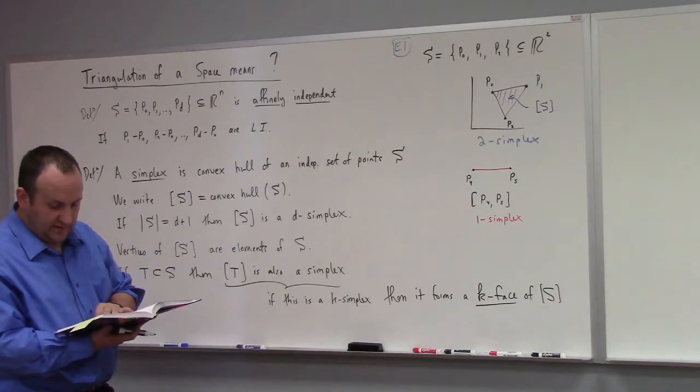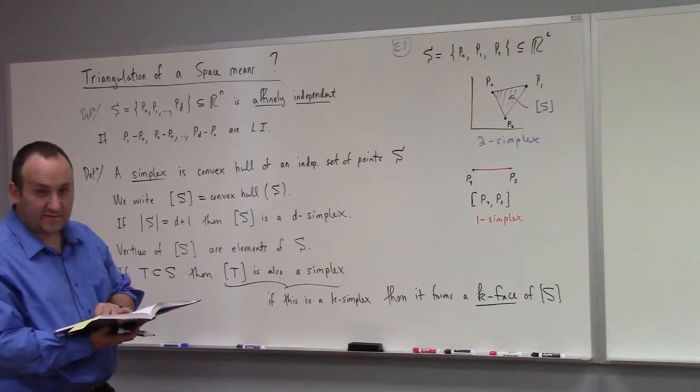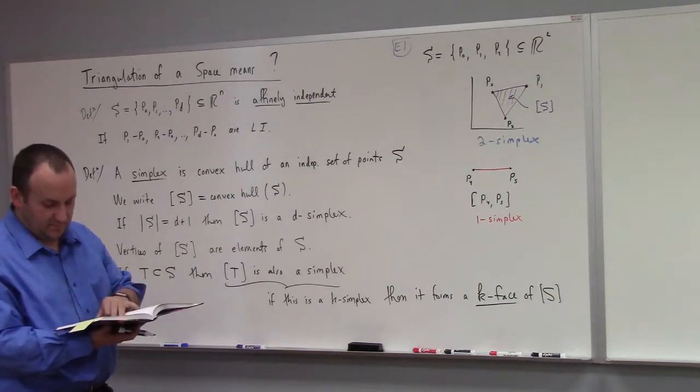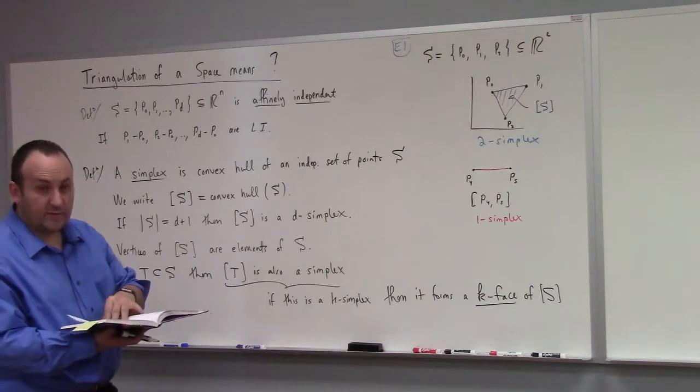Well, he says that n minus 1 faces are face sets, 1 faces are edges, 0 faces or vertices. Fine. Okay, moving on.